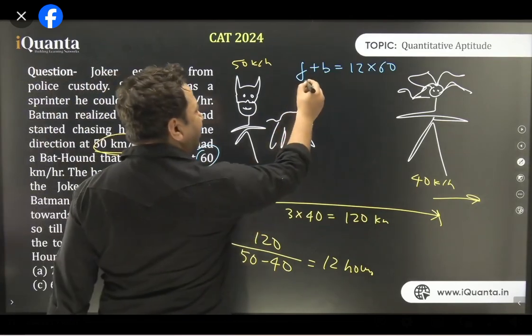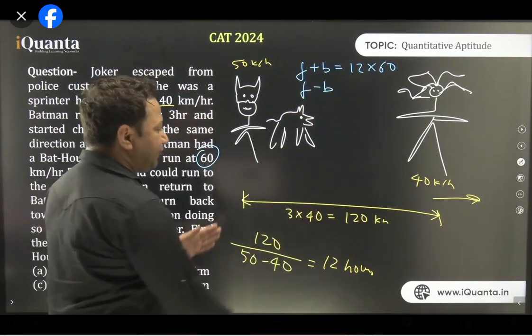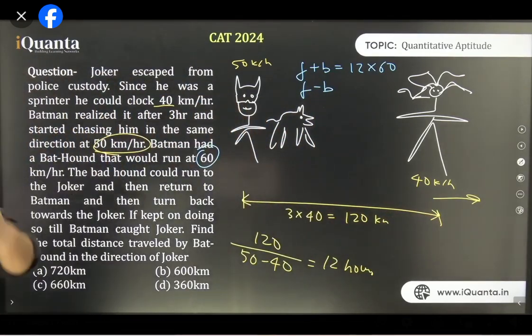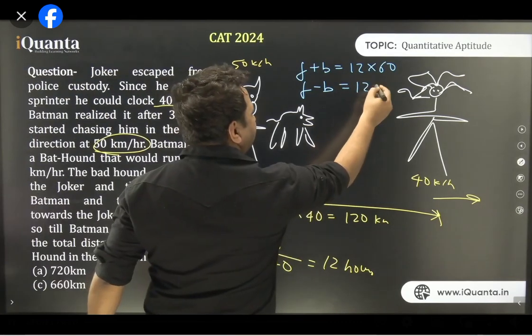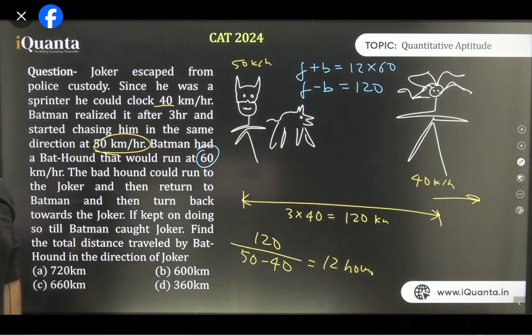And tell me something, what will be the difference of F minus B? That will be this displacement, it is 120 kilometers. Understood now, everyone? I hope there will be no problem at all after this. A very cool question this is, right? 120. I hope it is clear now, everyone. We can solve the equations and get the answer.